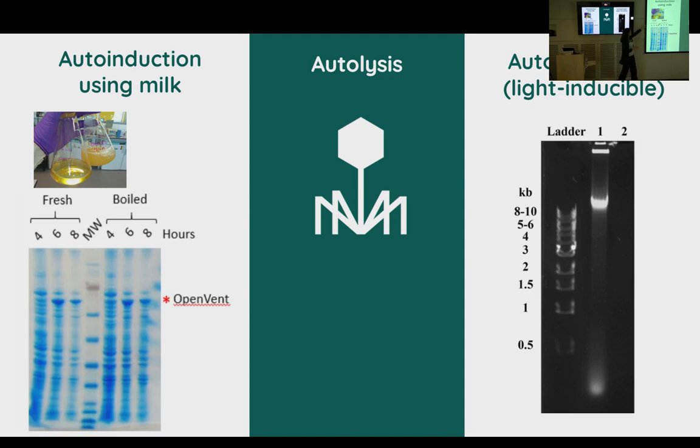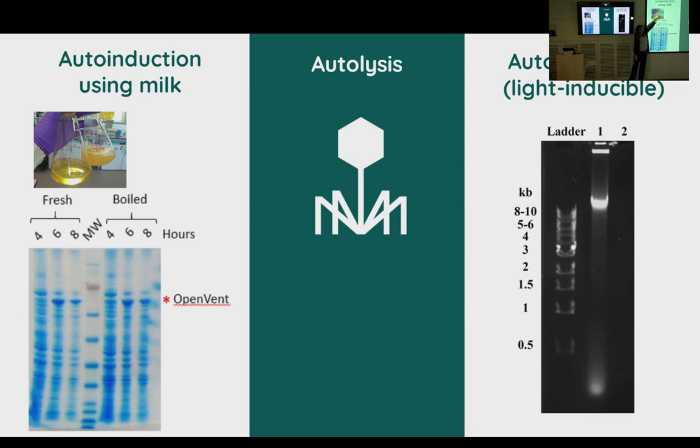And so we tried using whey that we made from milk from the supermarkets, and also boiled milk, which was effective. So you can see this is our protein. It's here. It's not here before we add the milk. It's here after we add the milk. But there's an issue here.